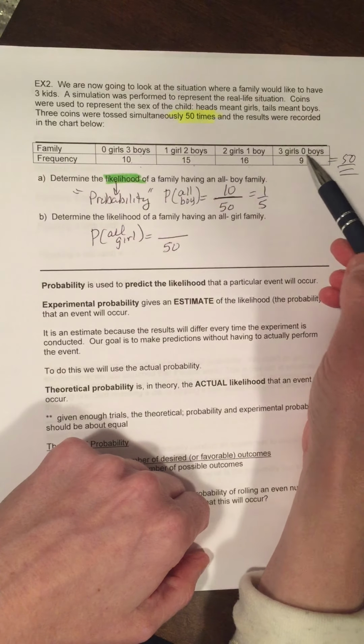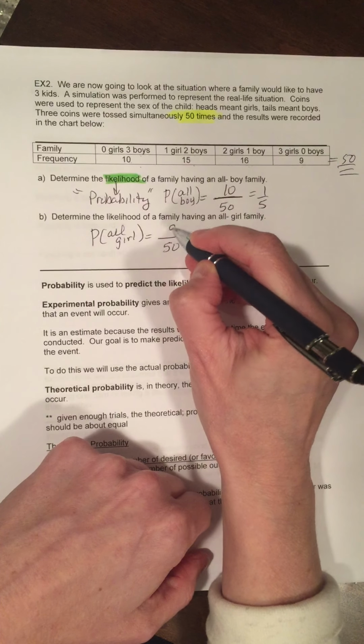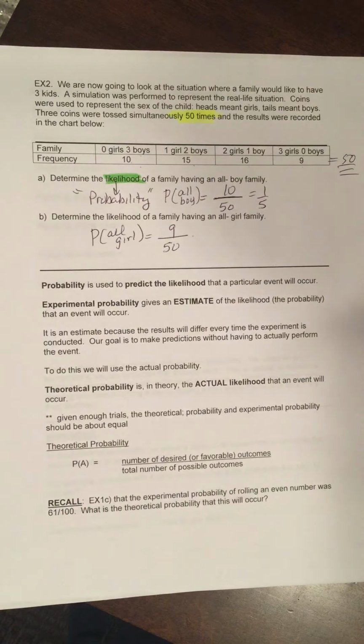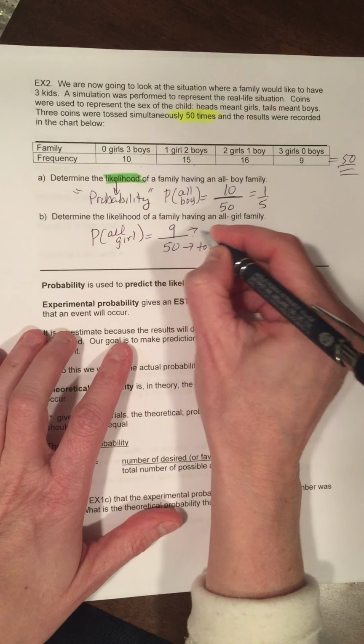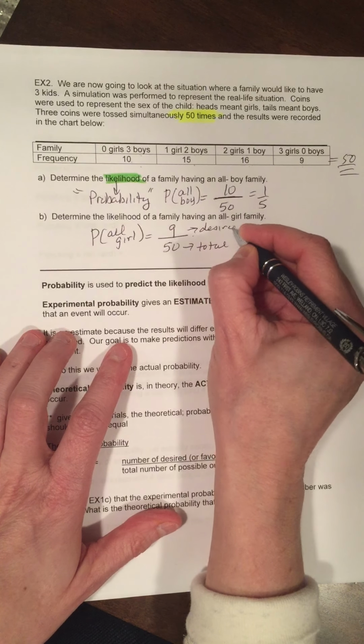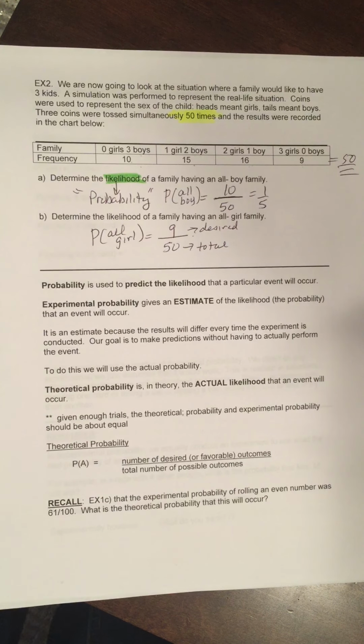And how many are an all-girl family? 9 out of 50. So everything that we've just answered here in the last couple questions, they are all probability answers. A probability is a fraction in which the bottom number represents the total and the top number represents what we're looking for, the desired.